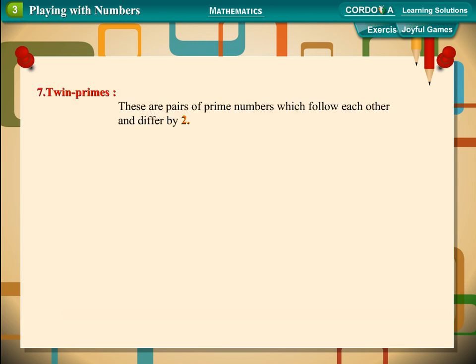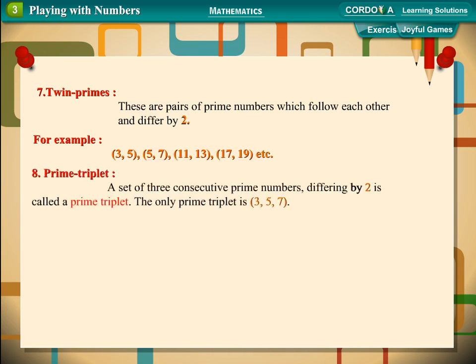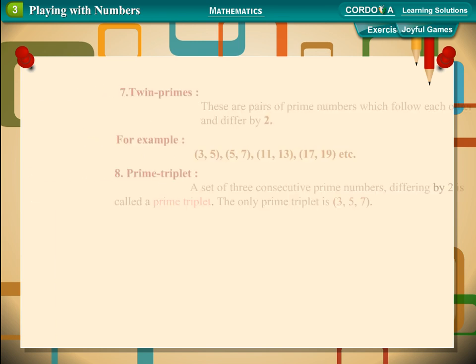Twin primes. These are pairs of prime numbers which follow each other and differ by 2. For example, 3, 5; 5, 7; 11, 13; 17, 19; etc. Prime triplet. A set of 3 consecutive prime numbers differing by 2 is called a prime triplet. The only prime triplet is 3, 5, 7.